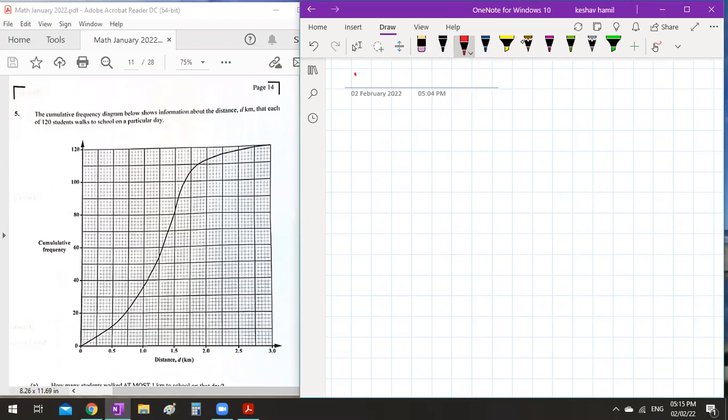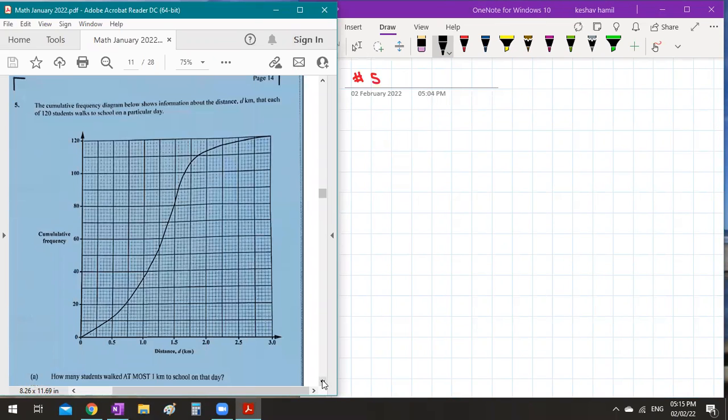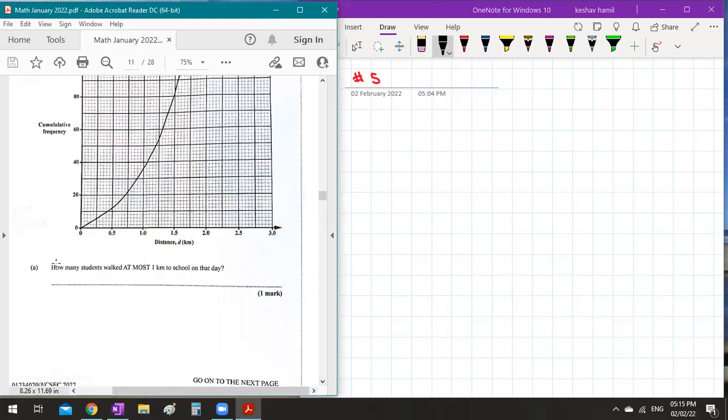So number 5, the cumulative frequency diagram below shows information about the distance, d kilometers, that each of 120 students walks to school on a particular day. So a nice smooth curve. How many students walk at most 1 kilometer for the day?